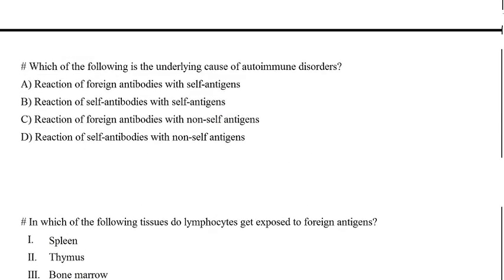So back to the first question. Which of the following is the underlying cause of autoimmune disorders? So if you recall, without just looking at the answer choices, autoimmune disorders is due to our immune cells mounting a too strong an attack against MHC1 self-antigens. So reaction of self-antibodies with self-antigens. That would be the correct answer.